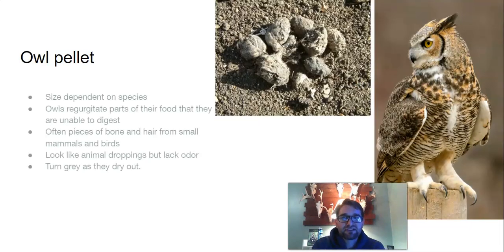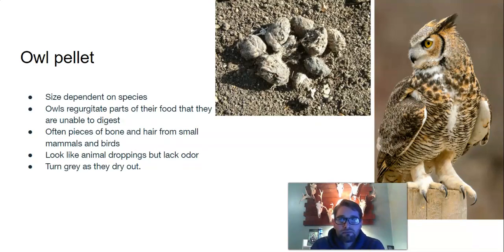Owl pellets are slightly different. Their size is dependent upon species. Owls tend to regurgitate parts of their food that they're unable to digest. And so there may be something that looks similar to scat from like a coyote because there's a whole bunch of hair or feathers in it, but instead of it being elongated or tubular, it's a bunch of smaller kind of rounded objects.